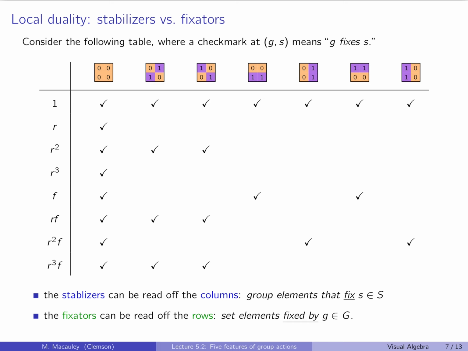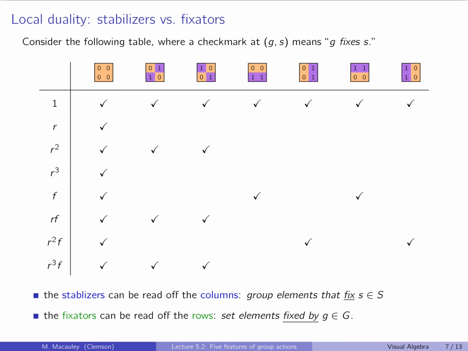So notice that the stabilizers can be read off of the columns. If I want to know what stabilizes this set element, I just look down and say, okay, at which group elements are there check marks? So we can read off the stabilizer of any element just by looking at the column. And then the fixators can be read off of the rows. So if I want to say what set elements are fixed by the 180 rotation R squared, I just look at which columns there are check marks in, and that tells me what the fixator is.